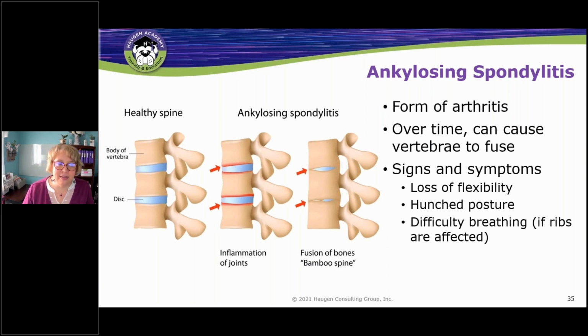This obviously is going to cause loss of flexibility. It could cause hunched posture if your spine fuses in the wrong position, and difficulty breathing. Again, anything that affects the spine in the thoracic region can also impact your breathing, because of the location of the ribs.